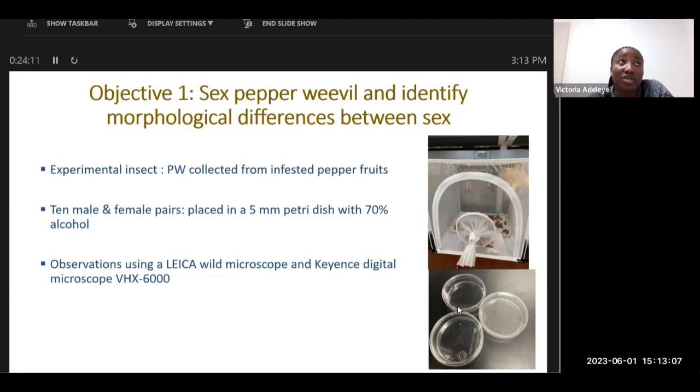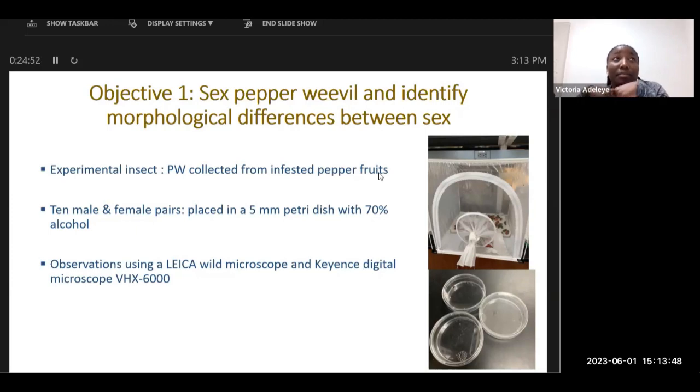Also, in order to use the live insects for lab and field-related experiments, it's impossible to dissect the genitalia, because we need to understand the discernible differences between the sexes. And I need to be able to do this for some of my field-related studies and also some lab studies using olfactometer. So for this experiment, I collected pepper weevil infested fruits from a pepper field. I brought them to the entomology lab and I put them in emergence cages. After emergence, mating pairs were placed in a 5 millimeter Petri dish, and I was able to dissect them.